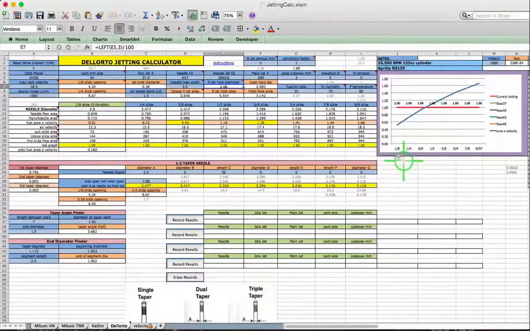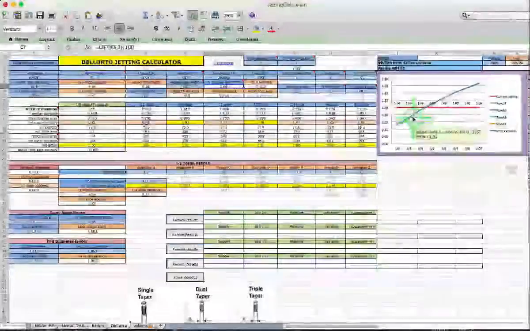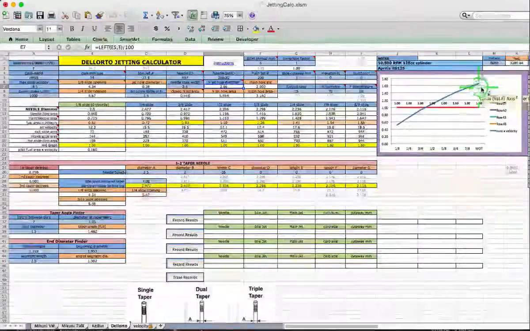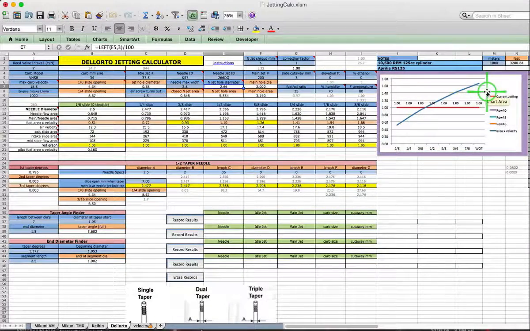What this graph shows is the slide opening from 1/8, which is basically closed throttle, to wide open throttle. And this axis right here is the jetting of the calculator. Above 1.0 is rich and below 1.0 is lean. So if you have jetting of 1.2, that means it's 20% rich, or 0.8 means 20% lean. This blue graph is the actual jetting of the carburetor.